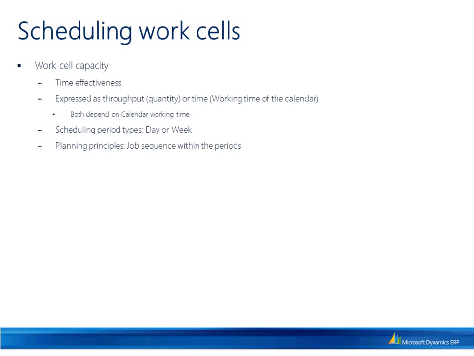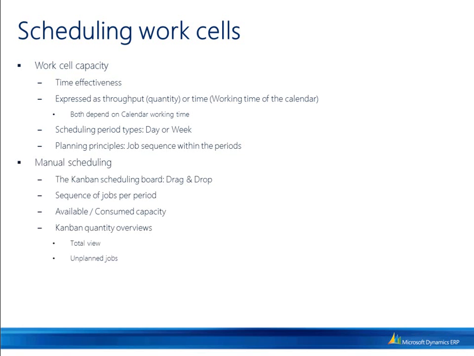If the capacity is expressed in time, a job loads its portion of cycle time on the schedule, not the complete working time. A Kanban schedule can be configured to be scheduled in periods of days or weeks. The planning principle of jobs within a work cell schedule is the job sequence. Manual scheduling. For manual scheduling, the Kanban scheduling board is used. It works on the drag and drop principle and allows maintaining of the schedules for the work cells.